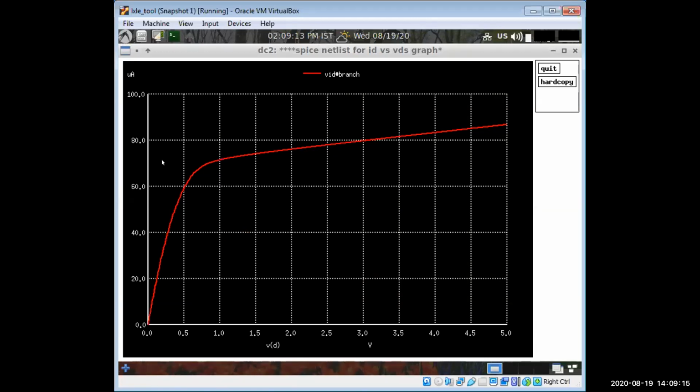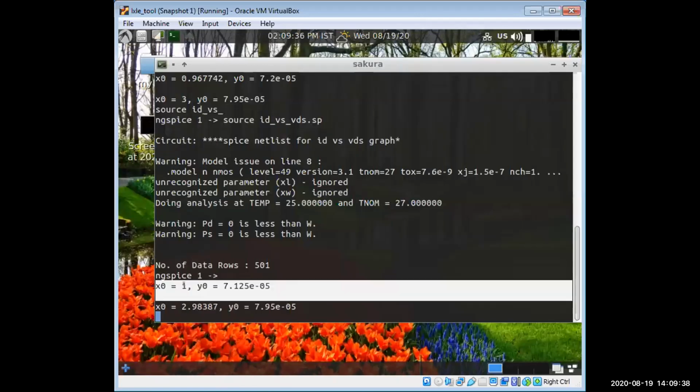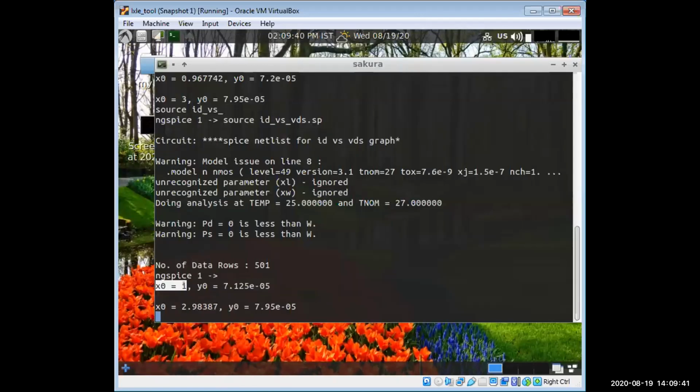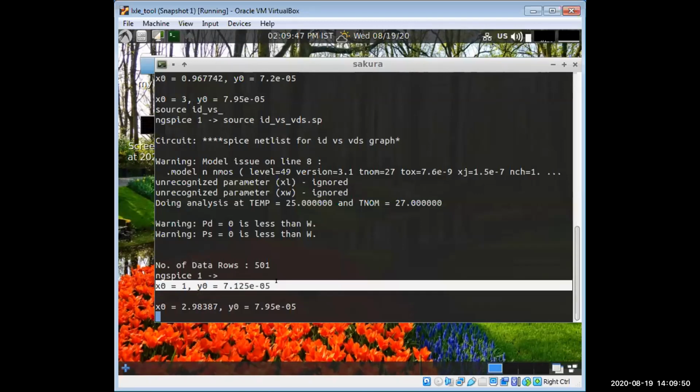So, as I said, taking different values of VDS, we will be getting different values of ID. Just clicking here, we will be getting the values of ID in the Linux command window. You can see here are the values. X0, that means the x-axis, is VDS. So at VDS 1 volt, Y0, that means current, is 7.125 to the power minus 5. As we have seen in the plot, it was in the range of microamperes.